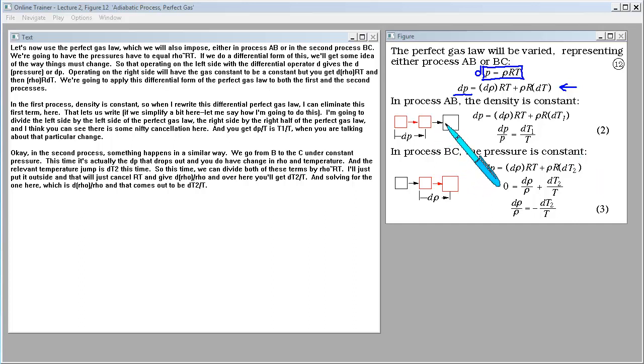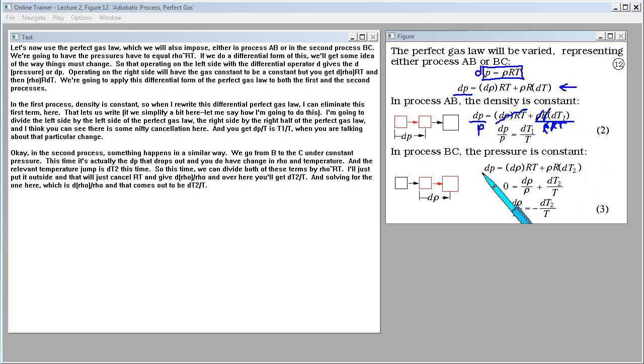In the first process, density is constant, so when I rewrite this differential perfect gas law, I can eliminate the first term here. Let me say how I'm going to do this. I'm going to divide the left side by the left side of the perfect gas law and the right side by the right side of the perfect gas law. And I think you can see there's some nifty cancellation here. And you get dP over P is dT1 over T, when we're talking about that particular change.